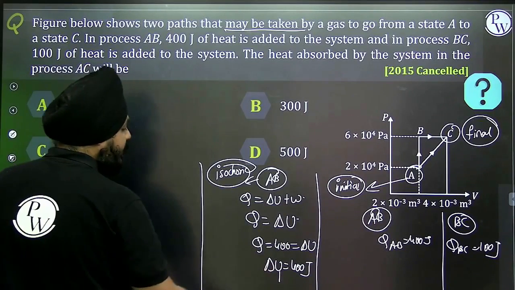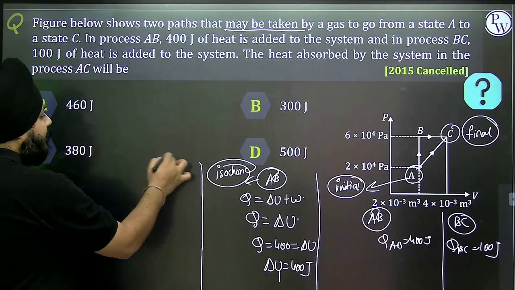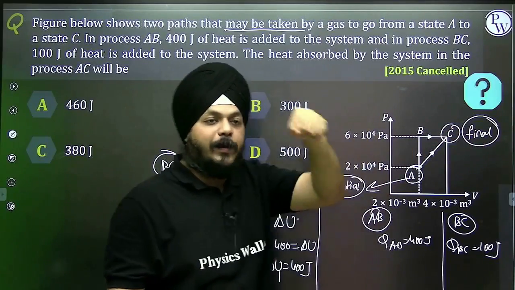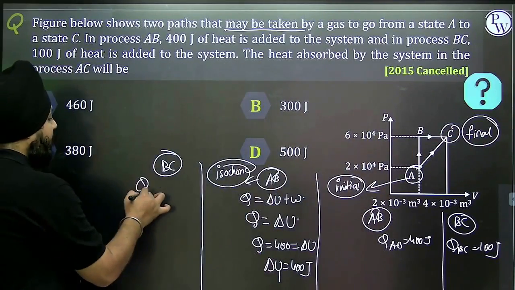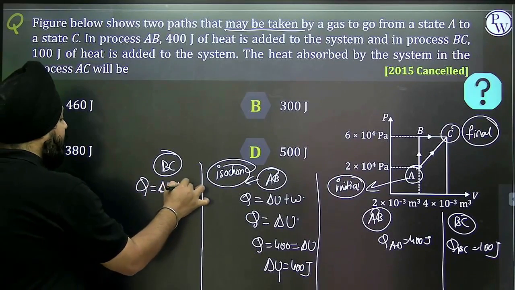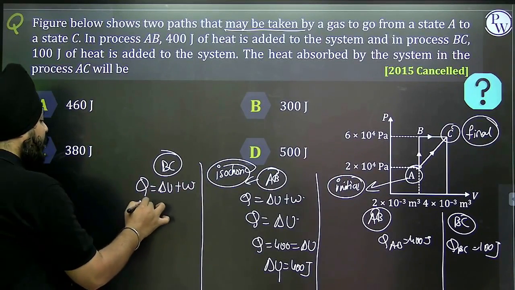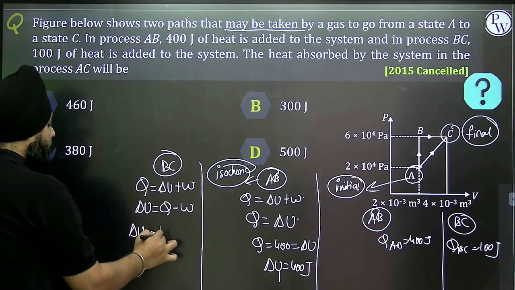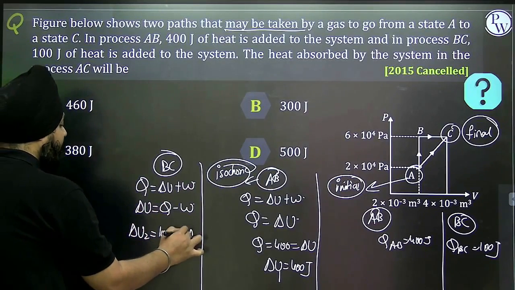U1, I am considering it as U1. Now for process BC. BC is a constant pressure process. It is an isobaric process. So for an isobaric process, Q is equal to delta U plus W. So delta U is equal to Q minus W. So delta U2 is Q, which is 100 joule, minus P delta V.